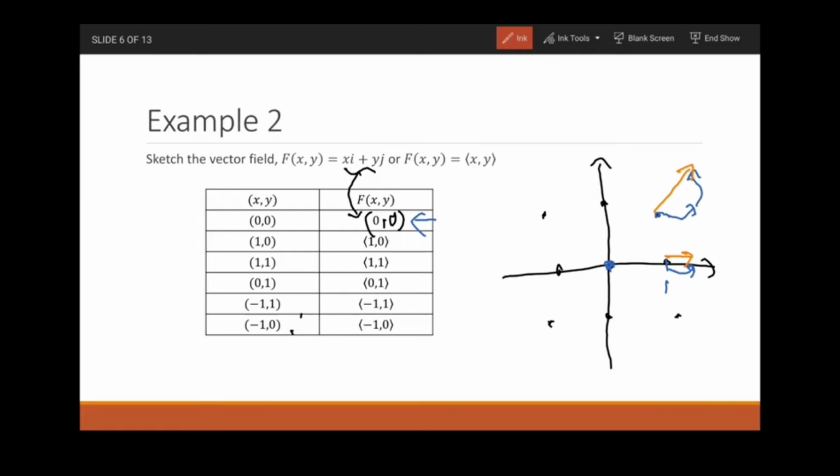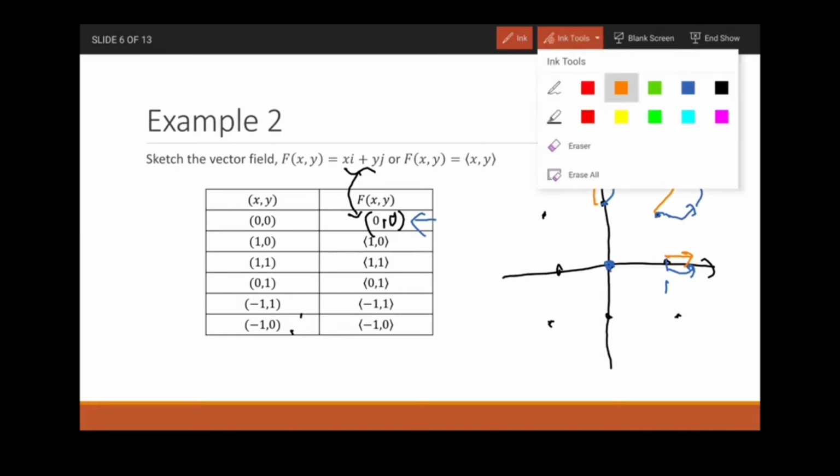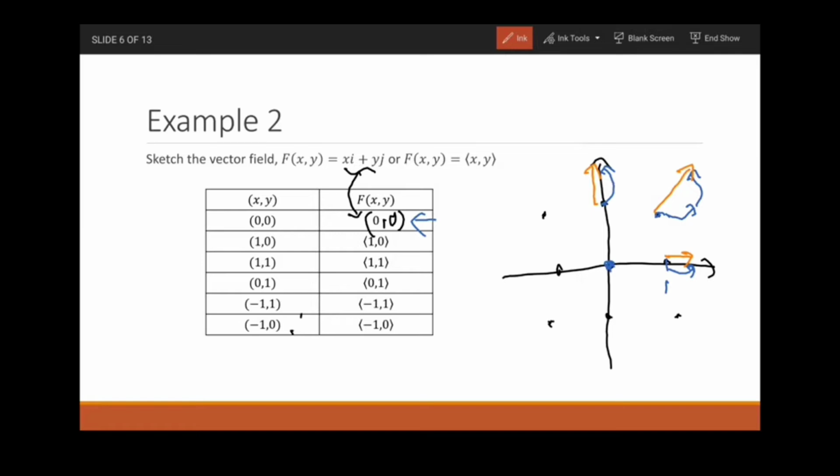So for the point 0, 1, there is no direction for left and right, just one direction above. Okay, then this is the direction of the vector. Then I repeat again for the point negative 1, 1. It means there is one direction to the left and one direction above. Then this is the direction of the vector.